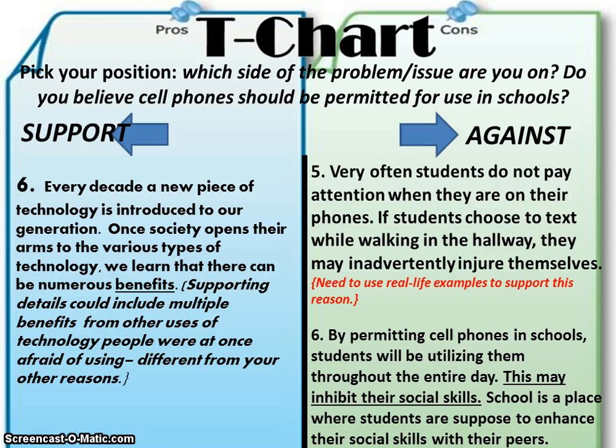Also, if you're against having cell phones in the classroom, you might want to consider that by permitting cell phones in school, students will be using them throughout the entire day. And most importantly, this might inhibit their social skills. Yes, school is a place where students are supposed to enhance their social skills. You're supposed to be talking with your peers. Think about all the times that we do student-centered activities and work with multiple group members and even just one peer. You're constantly talking and sharing and working together. Well, if you're using your cell phone, there's no reason to really discuss with anyone. So it might inhibit student social skills, and there are a lot of real-life examples you can come up with for that.